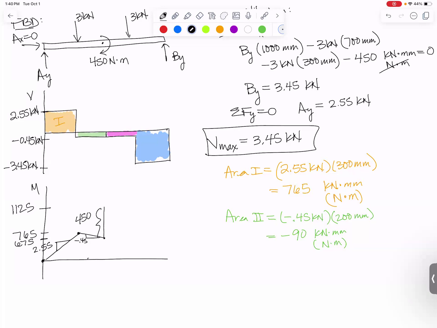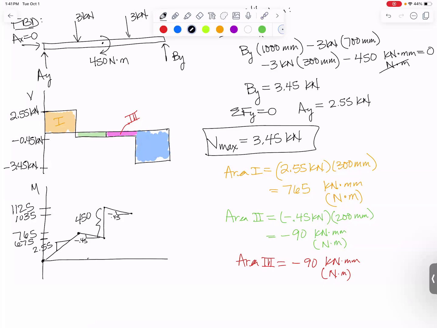And now I'm going to go downhill again following the pink curve, that same minus 0.45 slope. So my pink area, call it area 3, is going to be exactly equal to area 2, minus 90 kilonewton millimeters or newton meters. So I was at 1125. I take away 90 and I end up at 1035.